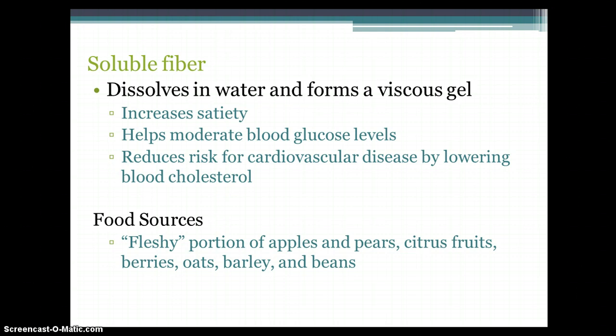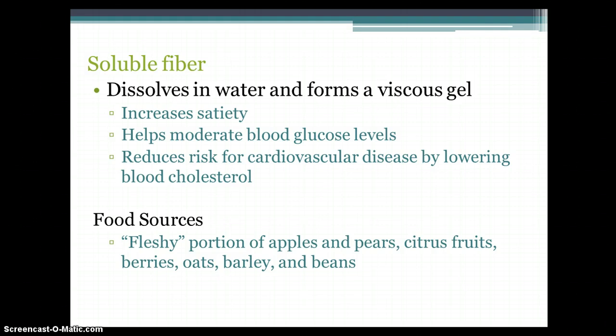So eating foods, as you see here, the fleshy portion of many fruits, berries, oats, barley, and beans, kidney beans, black beans, red beans, etc., we're getting in a lot of soluble fiber. And the benefits are threefold. Helps us to feel fuller, which can help us to eat less. Helps to better stabilize our blood sugar levels. And thirdly, lower our blood cholesterol, and thus reducing our risk for heart attack and other cardiovascular disease. So these foods are rich in soluble fiber.